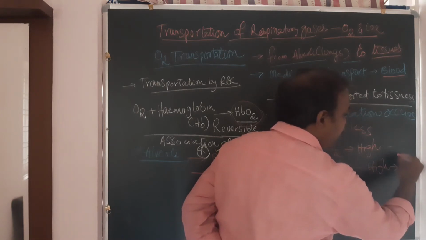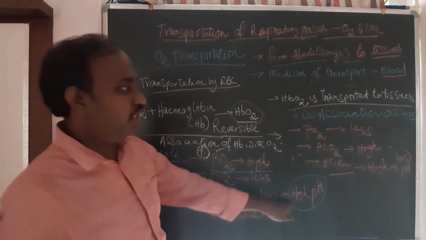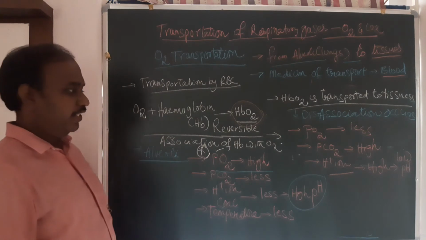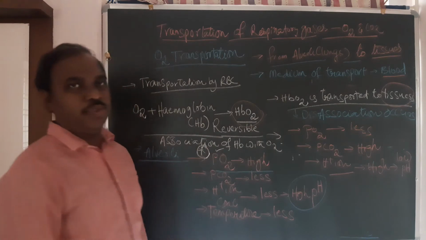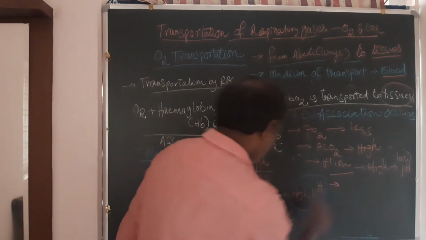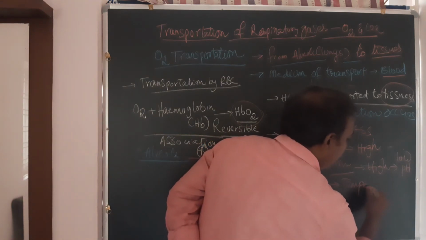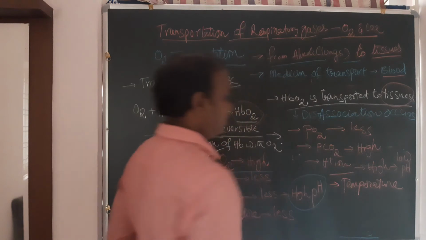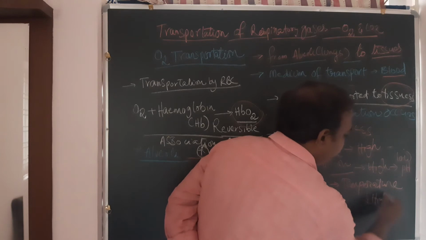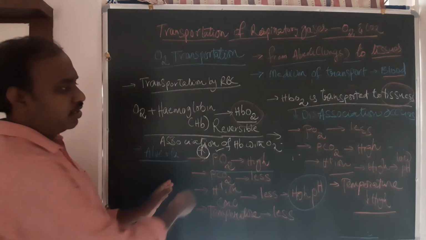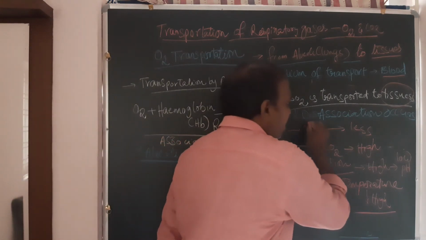In conversion this leads to low pH. You have high pH there, and in reverse, you have low pH at the site of the tissues. Now the temperature: should it be more or less? It should also be high. These four factors are now reversed. As a result of that, dissociation will occur.